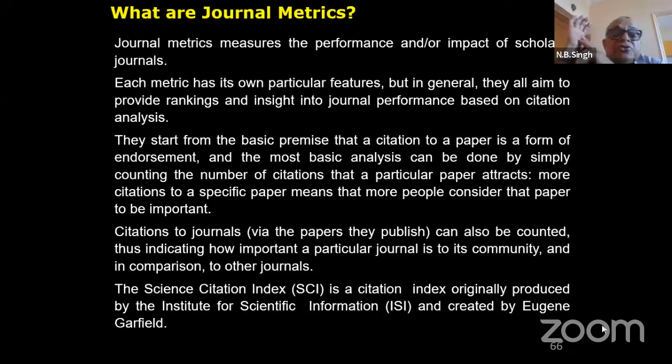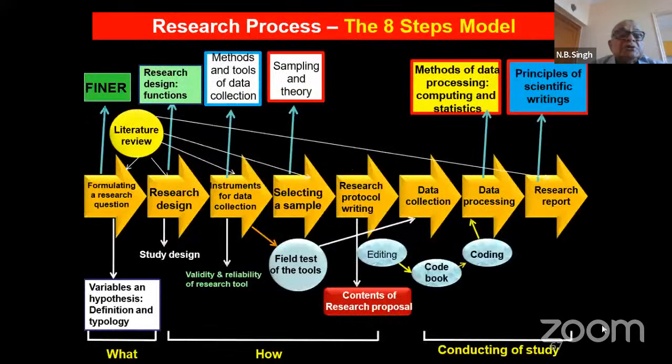Each metric has its own particular features, but in general, they all aim to provide ranking and insight into journal performance based on citation and review. They start from the basic premise that a citation to a paper is a form of endorsement, and in the most basic analysis, the number of citations determines the impact factor. So the higher the impact factor, the better the journal. So as I said, you must consult only those journals.